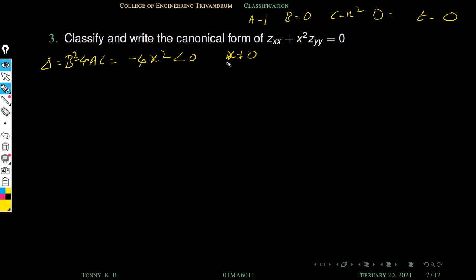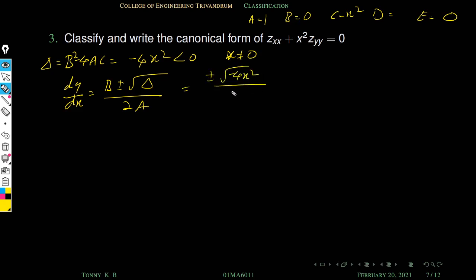So we have to find the canonical form of this problem. How to find the canonical form? First of all, we have to identify the characteristics. The characteristic equations are given by the formula dy by dx is equal to b plus or minus square root of delta, b square minus 4ac, by 2a. This formula gives the characteristics. Here b is 0, so plus or minus square root of minus 4x square by 2a.